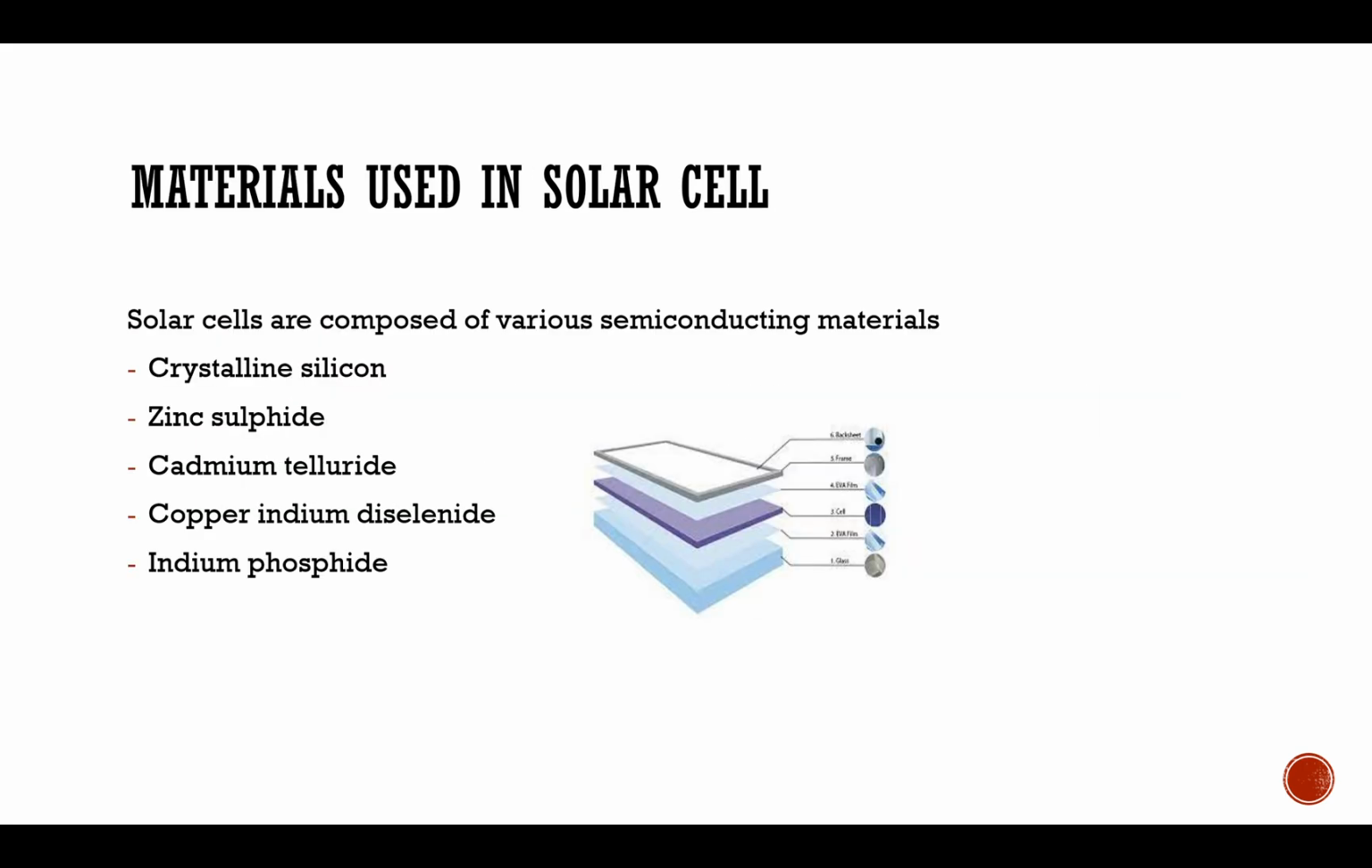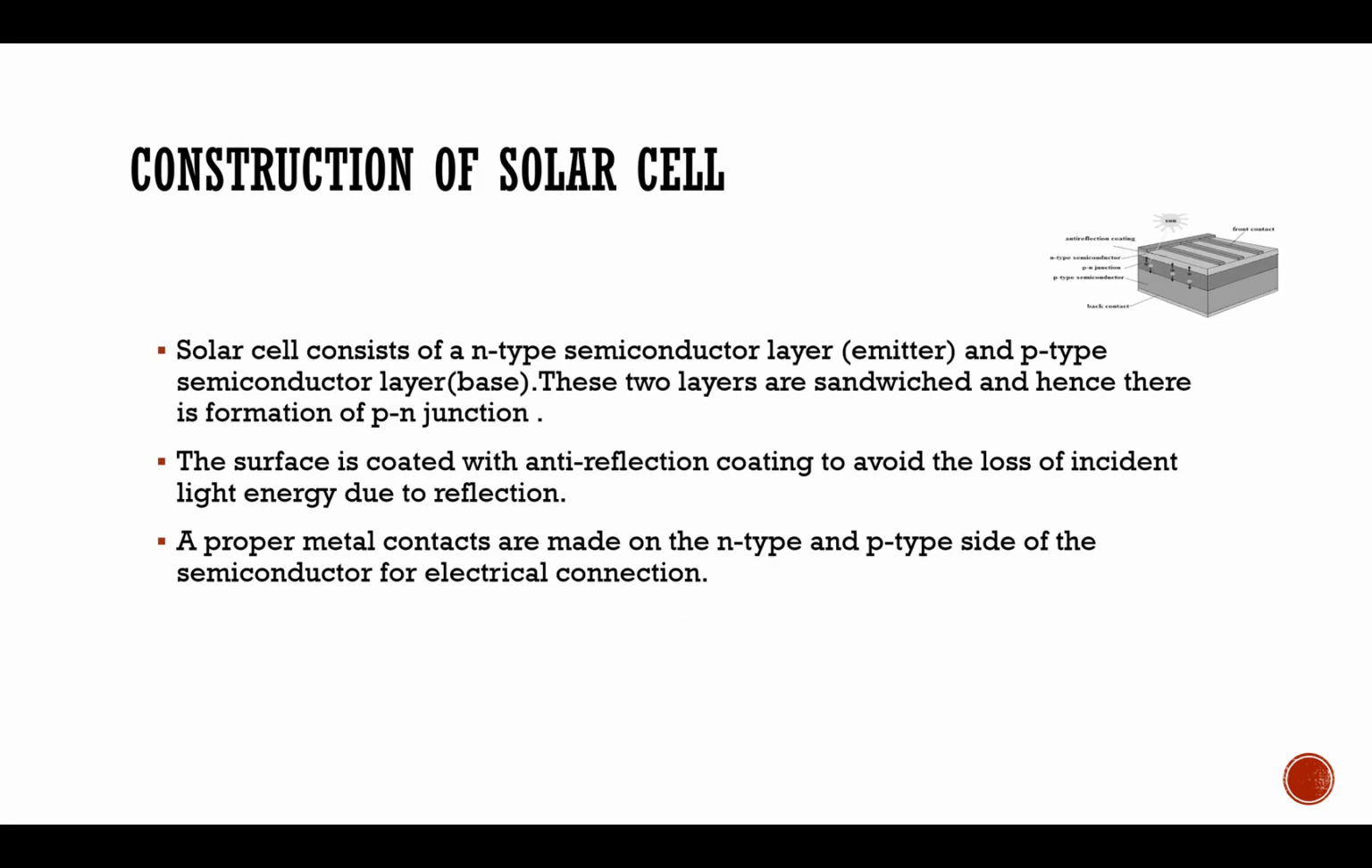And what are the materials used in solar cell? Crystalline silicon, zinc sulfide, cadmium telluride, copper indium, and indium phosphate. Construction of solar cell: generally there will be two types of layers, one is N-type semiconductor and the other is P-type semiconductor. Based on these semiconductors, the solar cell construction has been defined.